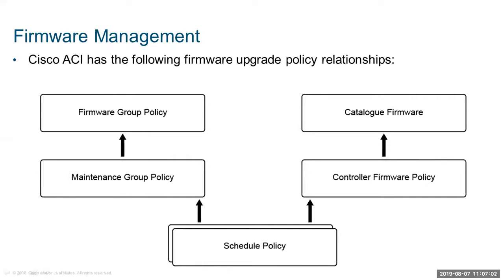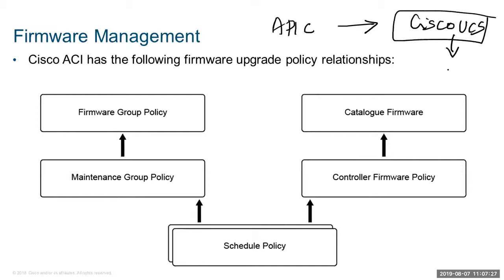Okay. Please do not confuse firmware here with component firmware. Now, why do they mention that? Because up until version 4, APIC would run only on Cisco UCS. Cisco UCS has its different components. They call them the RAID controller firmware, the BIOS image upgrade, the CIMC upgrade. Those are components of the UCS server.